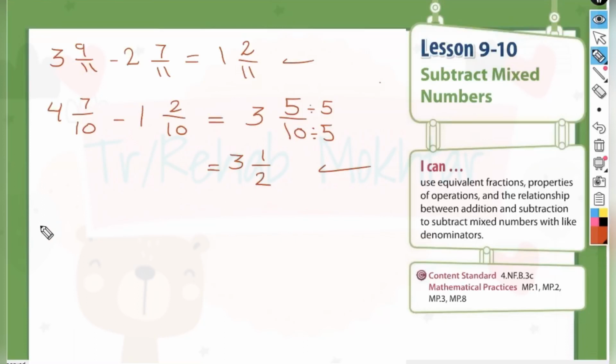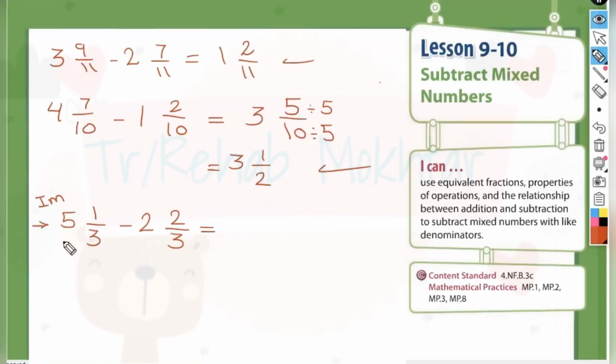I have the third type. This part is so important. If I have 5 and 1 out of 3 minus 2 and 2 out of 3, I said before we have to start with the fraction part first: 1 out of 3 minus 2 out of 3. But look here, teacher. The first fraction is less than the second fraction, so I can't take 2 out of 3 from 1 out of 3.